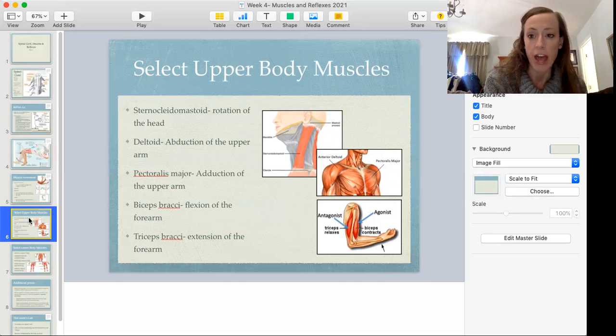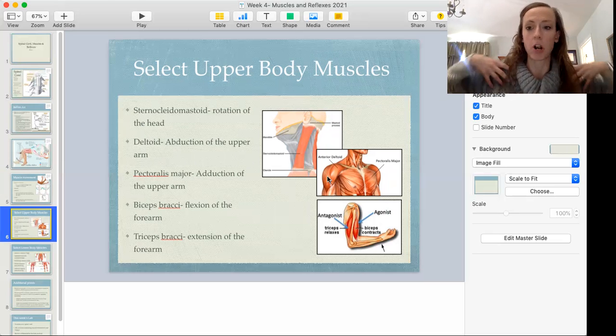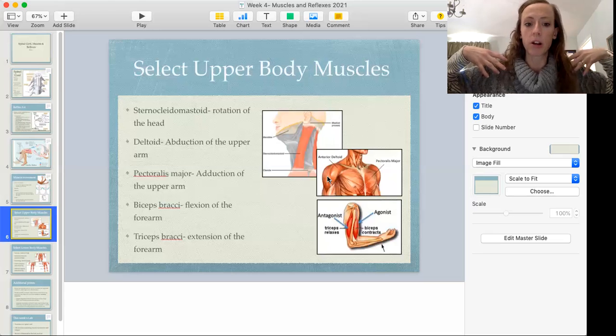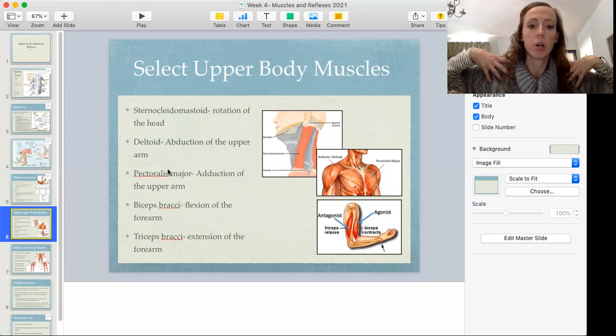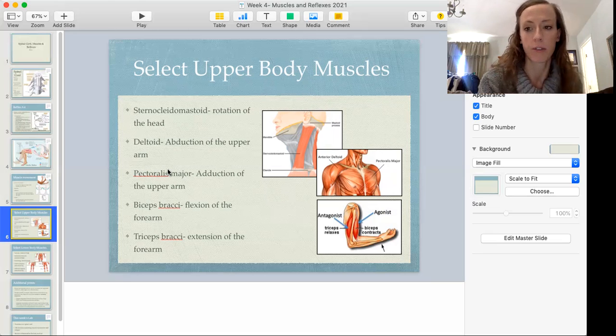So rotation of the head is mediated by the sternocleidomastoid, which is shown here in orange. So this muscle here allows us to shake our head no. The deltoid, which is here in the picture, is responsible for abduction of the upper arm, and then its counterpart, the pecs, are responsible for adduction of the upper arm. So bringing them further, abduction, or closer to the body.